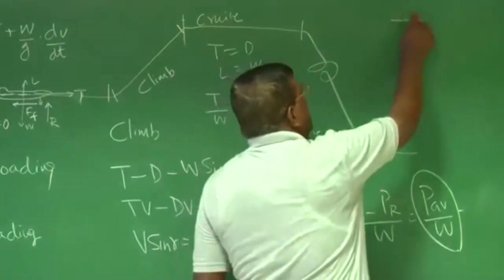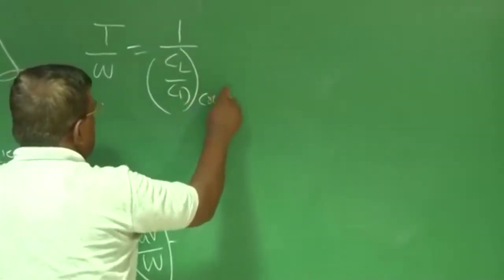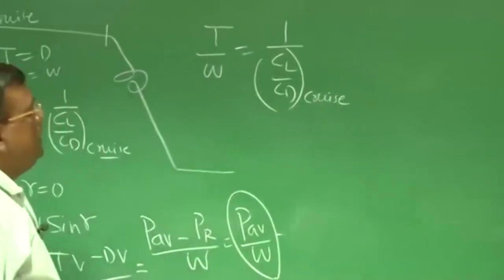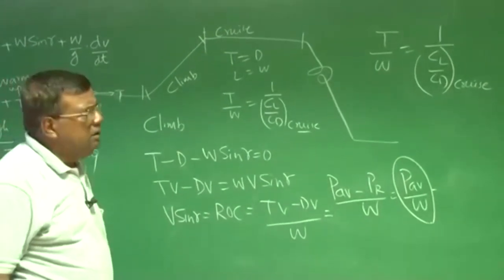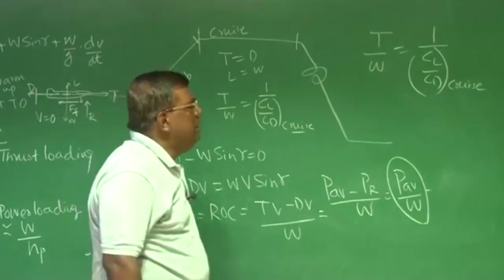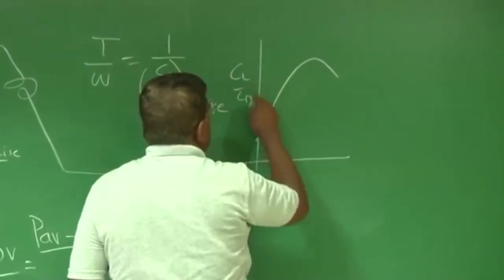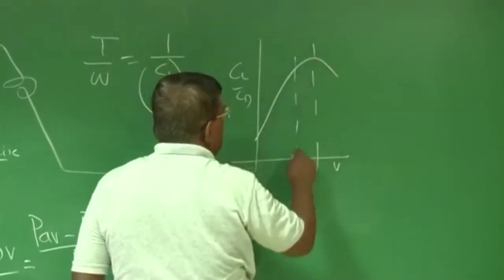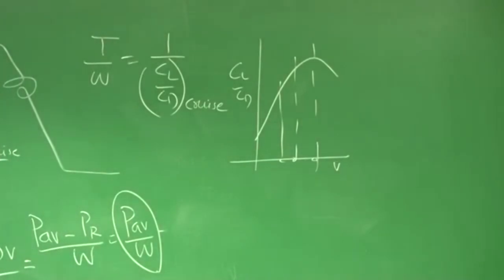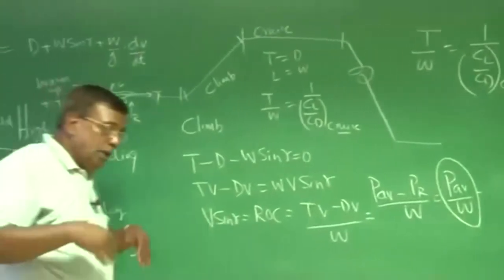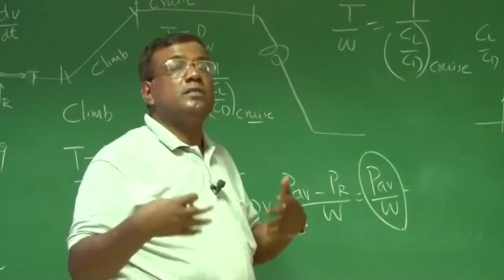If I write T by W equal to 1 by CL by CD, and let's say this is CL by CD cruise, and if you want to fly at optimal condition, then CL by CD may be maximum, but it is not always possible to fly at CL by CD maximum. But the important point is, if you plot CL by CD versus V, you'll find you need to have a definite value of V to have the desired CL by CD, right? That means your thrust loading should be enough to balance that. That is why we call it thrust matching.